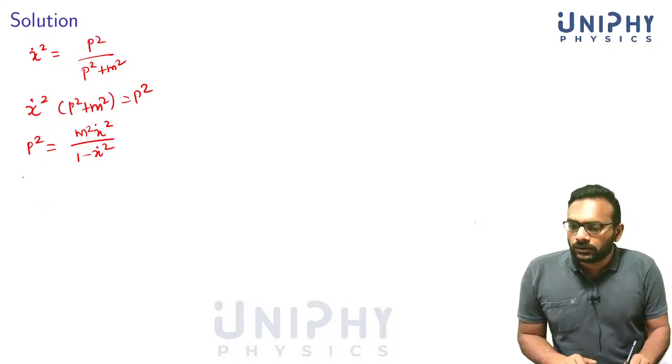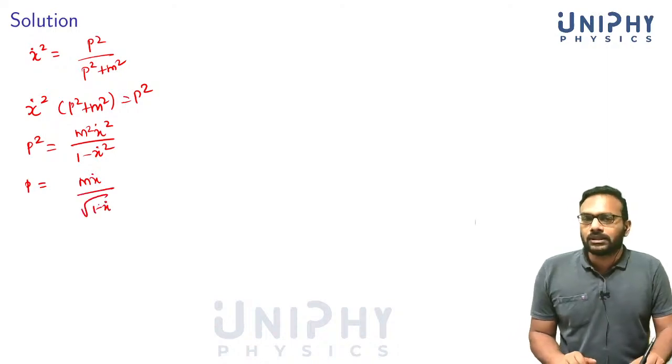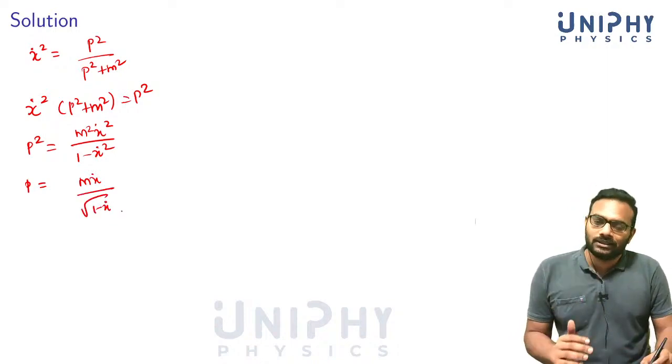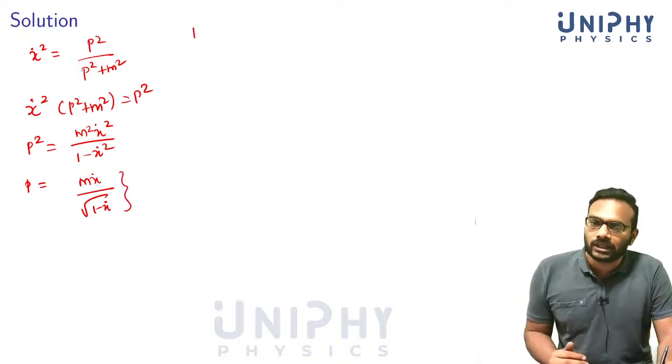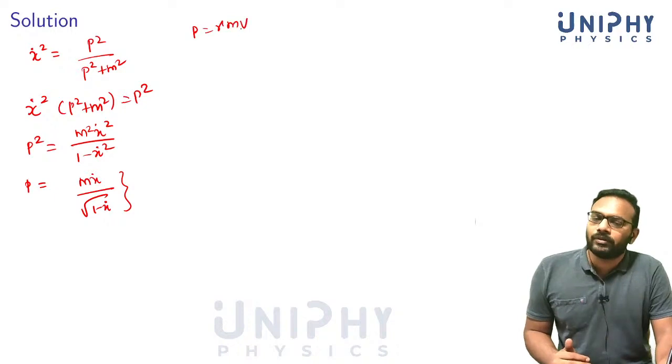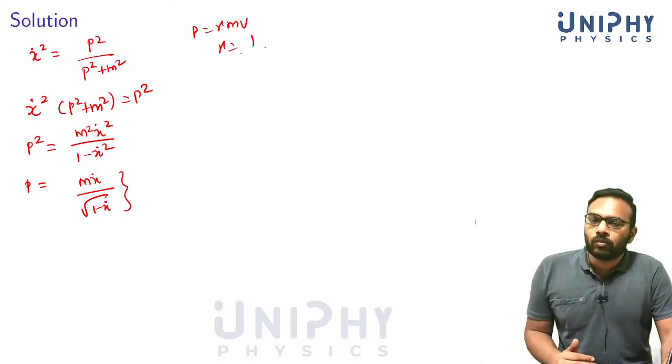Now this is the square of the momentum. The momentum would be m x dot divided by square root of 1 minus x dot squared. You might immediately recognize this as the usual relativistic momentum. p is equal to gamma m v, where gamma is equal to 1 by square root of 1 minus x dot squared by c squared.